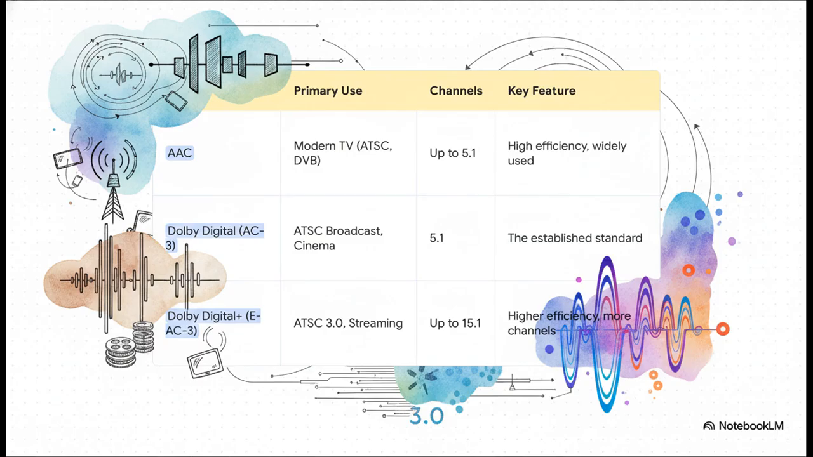So you've got Dolby Digital, or AC3. That's the old reliable, the established standard for years in ATSC broadcasts and in cinemas. It's the king of 5.1. Then you have AAC. This one's all about high efficiency. It's used everywhere in modern TV because it just sounds better at lower data rates. And finally, there's Dolby Digital Plus, or EAC3. Think of this as the next-gen version. Even more efficient, and it can handle way more channels, up to 15.1. That's why it's so important for new stuff like ATSC 3.0 and streaming.